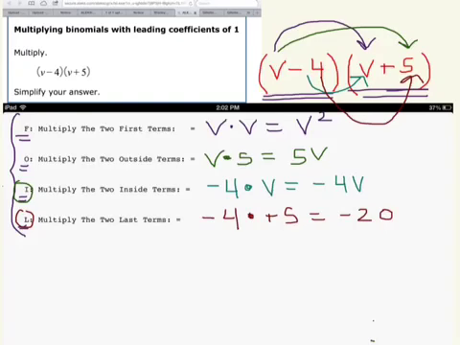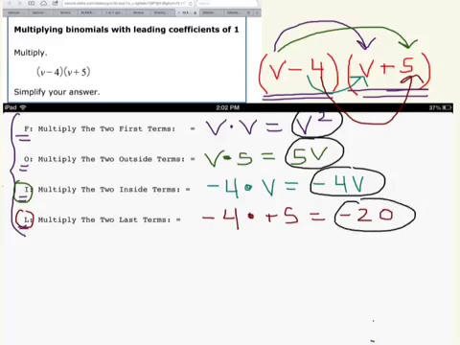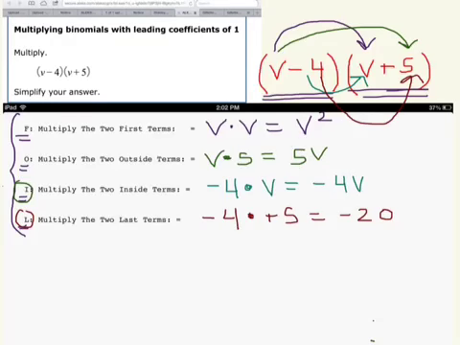All right, we are basically done with the tricky parts of this problem. At this point, we are looking to put all of these terms together. When I say these terms, I am talking about the ones that we just got the products of. So I am going to take my V squared, my 5V, my negative 4V, and my negative 20, and put all of those things together. All right? Now, let's take a look at that.